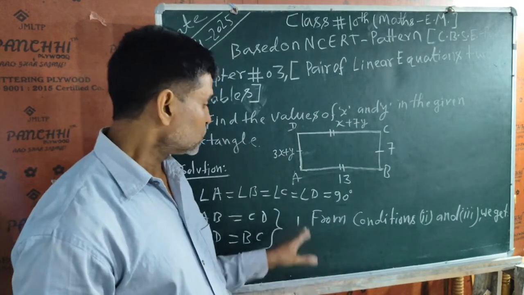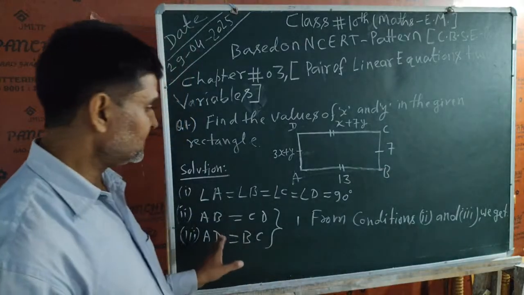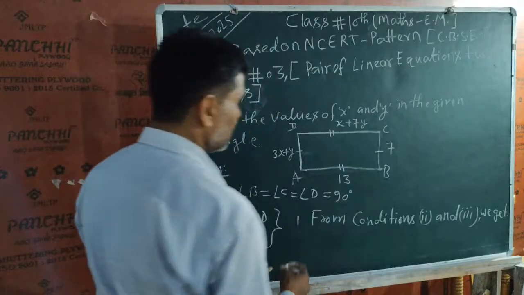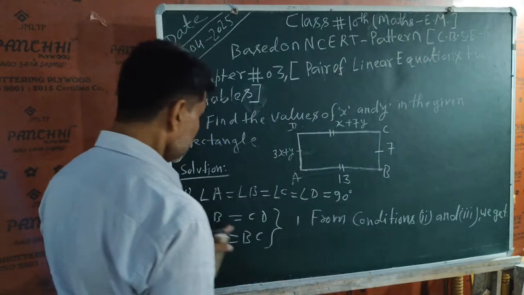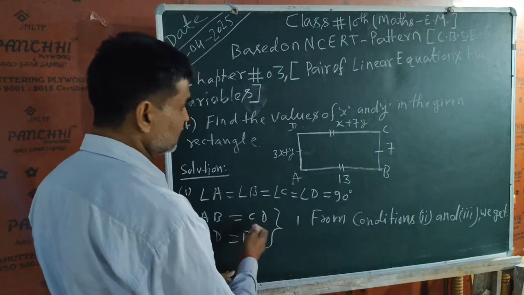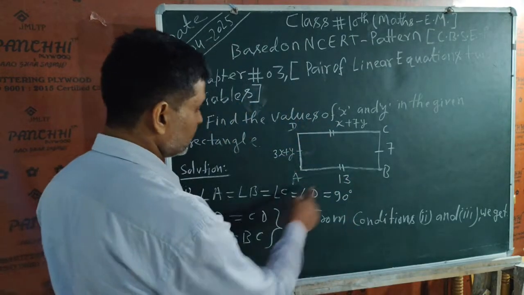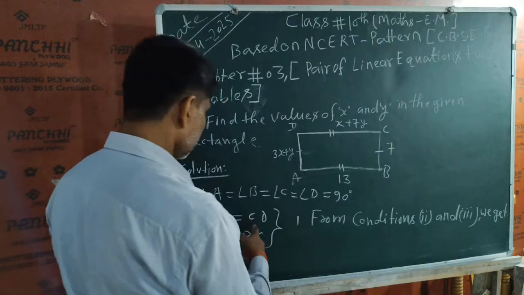Okay, student. So now I am going to erase this one. Now, in this way, I am going to write its condition. I will apply this condition and write its equation. So in place of AB, 13 is written, and AB is equal to CD.